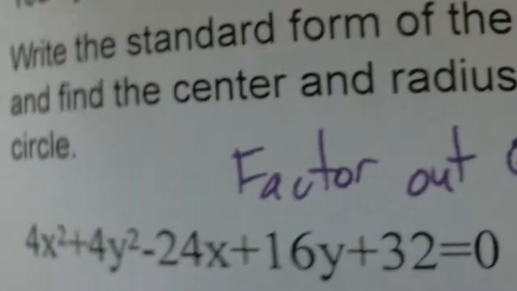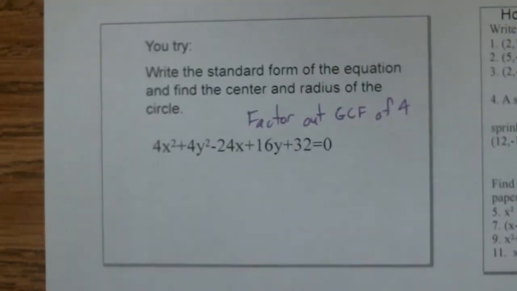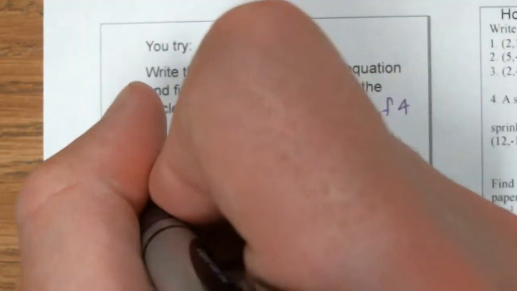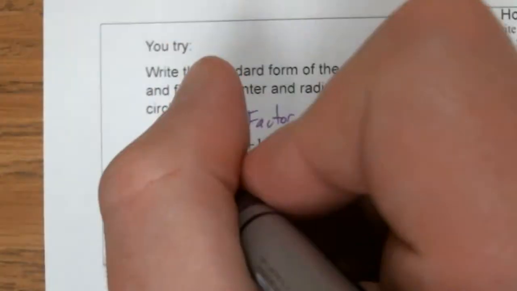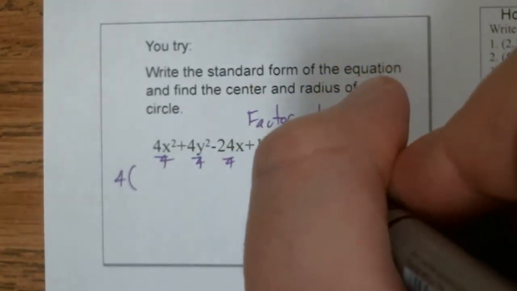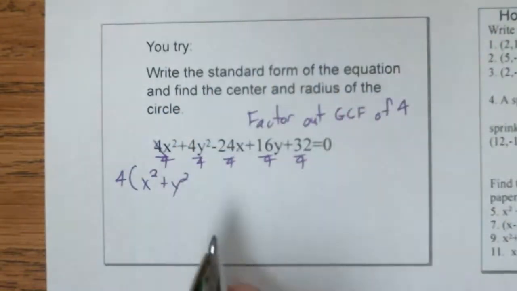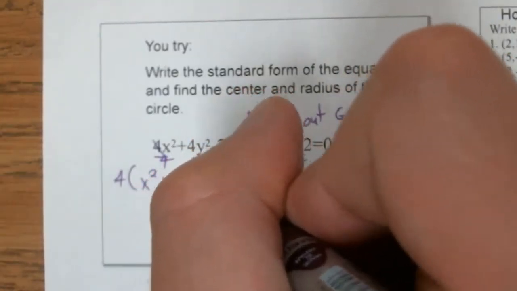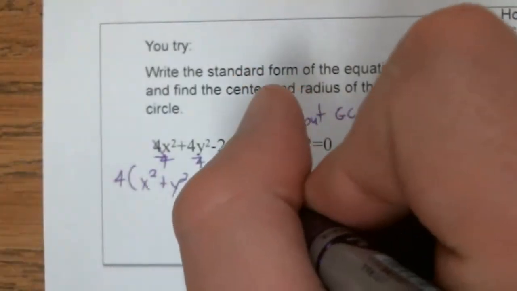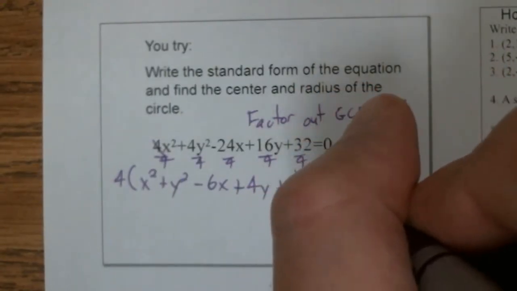Okay, so if I pull out a 4, after my camera refocuses, oh, that didn't help. Let's do it slowly. There we go. All right, so if I pull out a 4 from all of these numbers, I'll have 4 times, and then basically when you pull out a GCF, you just go back and divide every single one of these by 4. That will leave me with x squared, plus y squared, minus 6x, plus 4y. 32 over 4, that'll leave me with a plus 8 equals 0.